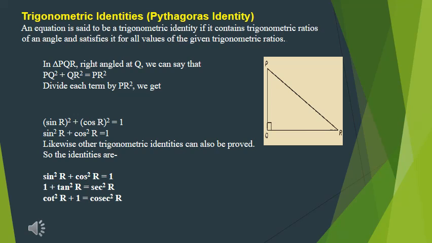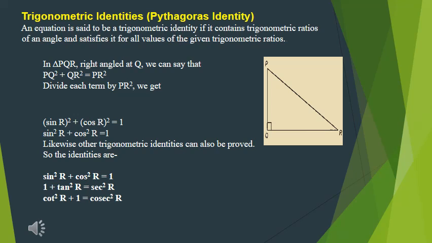How do we get sin R square plus cos R square? For sin, here we get the ratio of perpendicular upon hypotenuse, and for cos, adjacent upon hypotenuse. So using this, here we get the identity sin R square plus cos R square is equal to 1. Similarly, we can divide each and every side step by step.